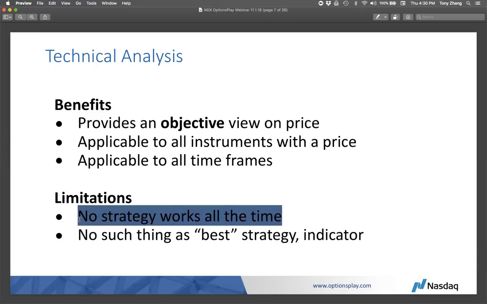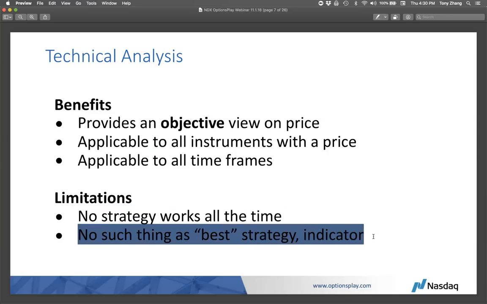Number one, you have to understand that no form of analysis with technical analysis will work all the time. This is really why it's so important to understand when it works and when it doesn't work. And there's no such thing as a best strategy or indicator. This is really one of the crux of, I think, one of the downfalls of a lot of technical traders: they're constantly trying to find new strategies, better strategies, but you're searching for something that simply doesn't exist. There's no such thing as a strategy that works all the time.